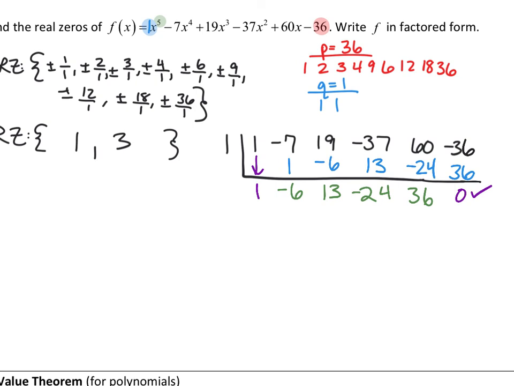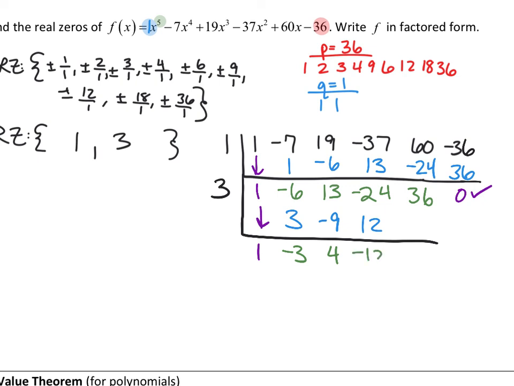So we try the next one we know for sure to keep trying to make this polynomial smaller. So we try 3. Bring down, multiply, add, multiply, add, multiply, add, multiply. Phew, again, we got a 0 as a remainder.